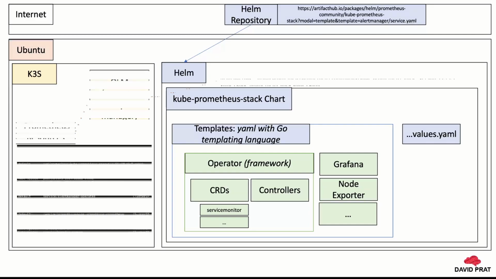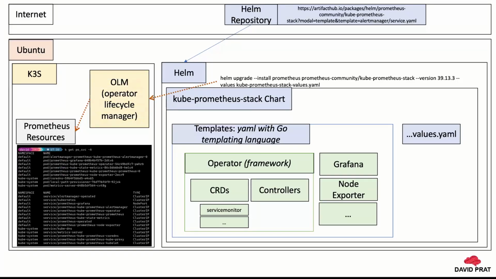So basically what happens when we are installing the Helm chart. We install it with this Helm command, for example, and because this template is containing an operator, we are using in our K3s cluster one component that is called Operator Lifecycle Manager. This component will be in charge of deploying the part of the operator, and the rest of the parts from the chart are going to be deployed as a normal Kubernetes resource.